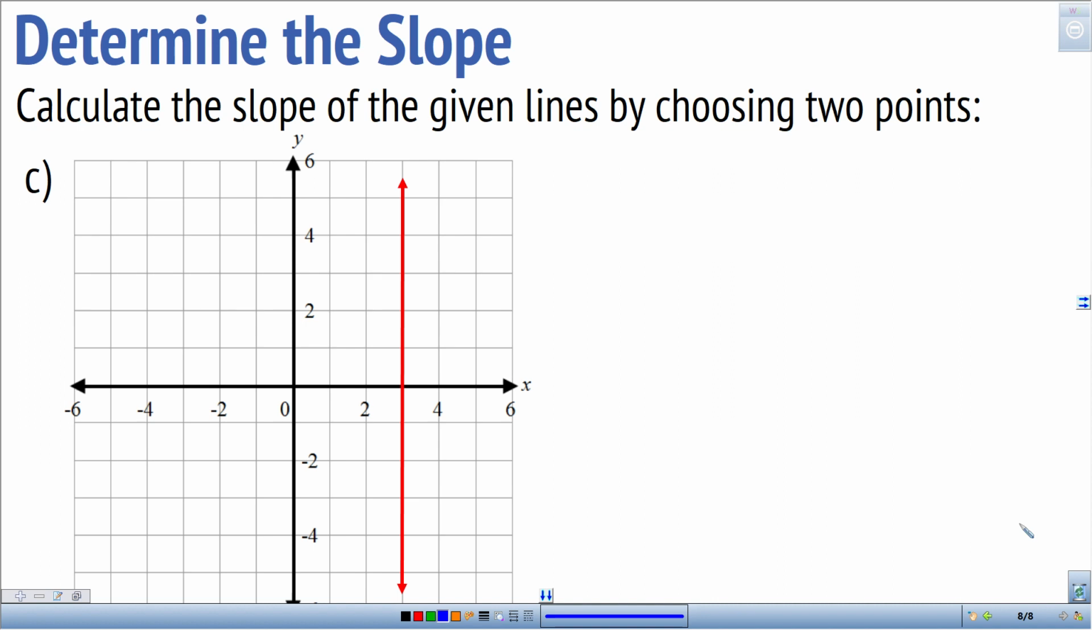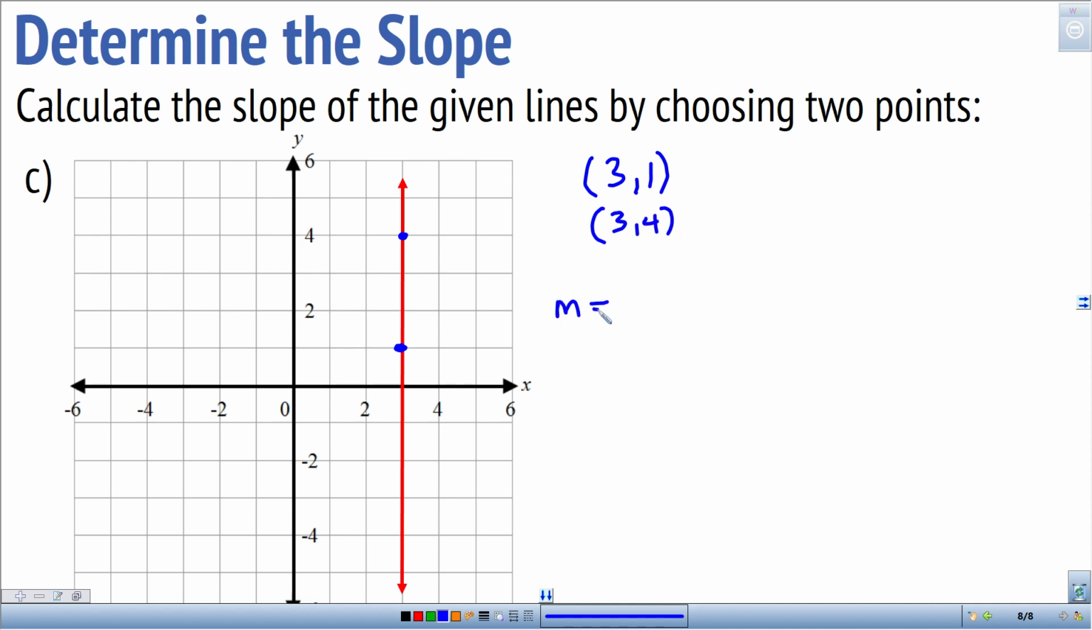Let's do one more example here. We've got a vertical line. So let's pick 2 points and calculate the slope. We've got here a point, let's pick that one. That is at (3, 1). So I'm going to write 3, 1. And let's pick this point right here. That is at (3, 4).